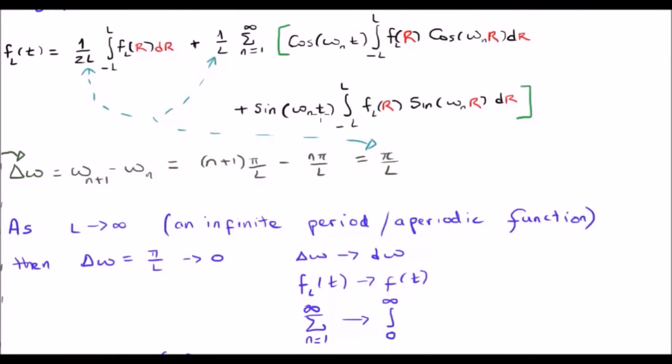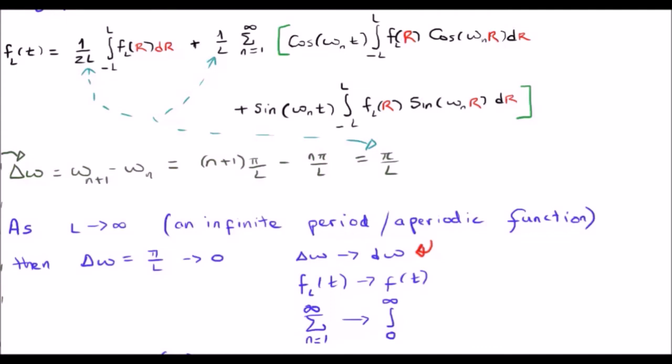As L goes to infinity, we get something with an infinite period, or we get an aperiodic function. So, as L goes to infinity, delta omega goes to 0. And the usual things from integrals come in. So we get delta omega becoming d omega. We have the periodic function f sub L of t becoming the aperiodic or continuous function f of t. And we have our discrete summation becoming our continuous integral. Now it's important to note, by the way, the start point of our integral is 0. Now, all of this happened because we moved from the discrete omega to the continuous omega.